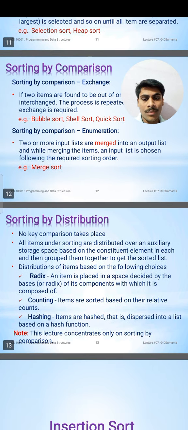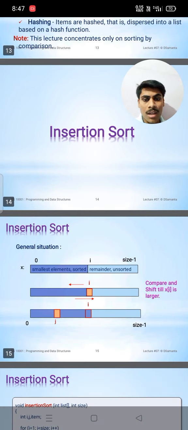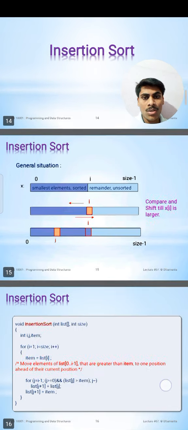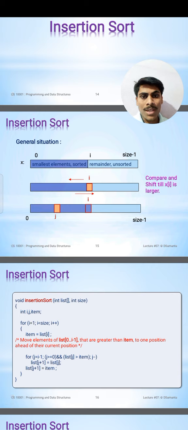Note, this lecture concentrates on sorting by comparison and insertion sort. Insertion sort: in the general situation, the smallest elements are sorted and the remainder is unsorted, from index 0 to size minus 1. Compare and shift until x[i] is larger, then insert.